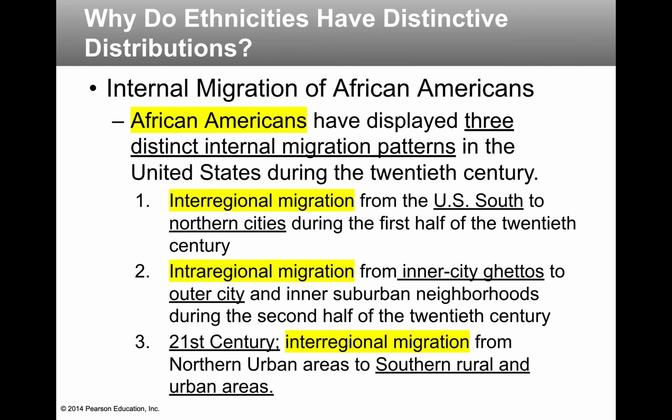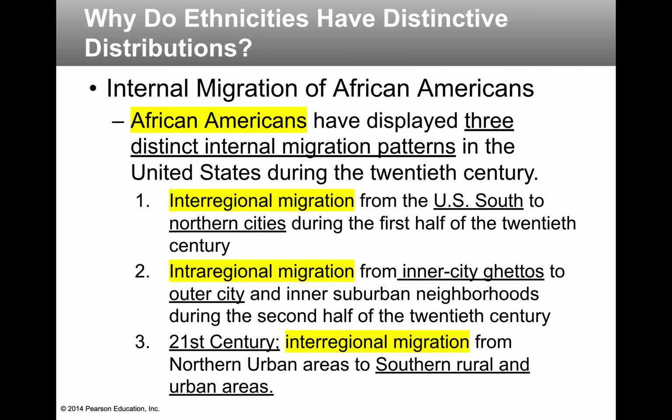And really, the cause of this is going to be advancement of agricultural production, no longer needing sharecroppers. It's going to force African Americans to migrate to industrial centers, major cities in the north that are growing secondary sector jobs. Then in the mid 1900s, so the mid 20th century, we see intra-regional migration.